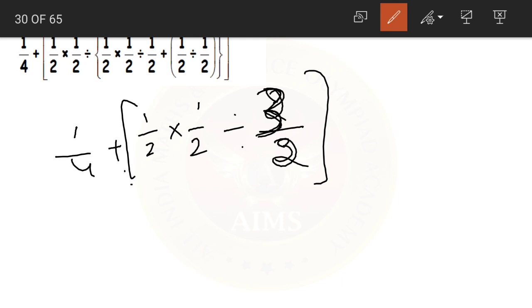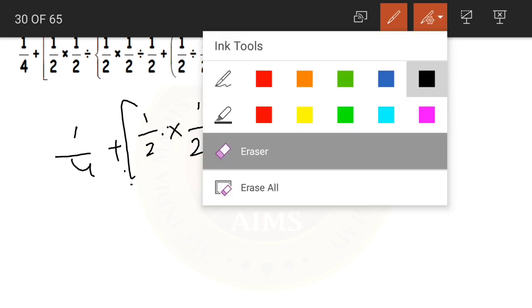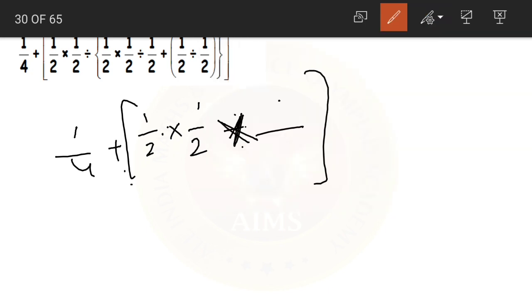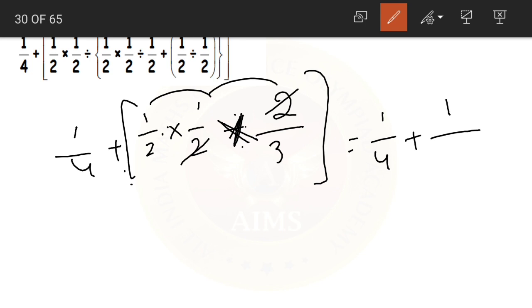Now again inside these square brackets we are having division, multiplication and division. First we should divide. Yes. So the division becomes multiplication, and what, students, we write the reciprocal of the divisor. 3 by 2 becomes 2 by 3. Now again 2 and 2 get cancelled. What are we remaining with? 1 by 4 plus 1 into 1 into 1 becomes 1 divided by 2 threes are 6. Yes, 1 by 4 plus 1 by 6.